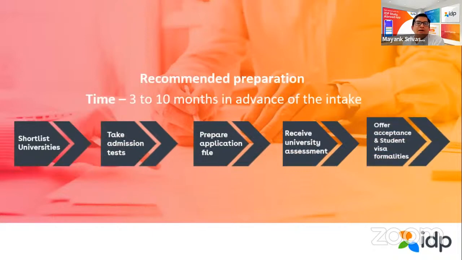So this is the recommended preparation time. If you are planning for a certain intake, you should plan well in advance, 3 to 10 months. You can shortlist the university, take the admission test like GRE, GMAT, SAT, or English examinations, and prepare your application file. You can submit the application, then the university will review your application. They will give you the offer, you will accept, and then comes the visa formalities.